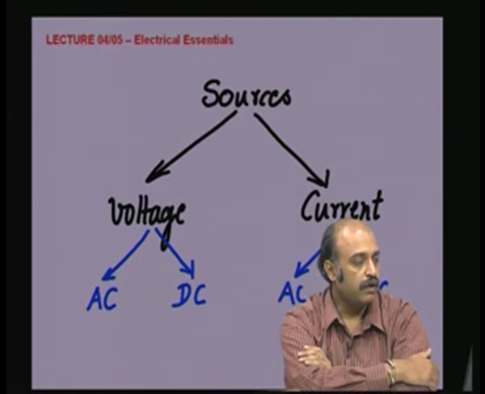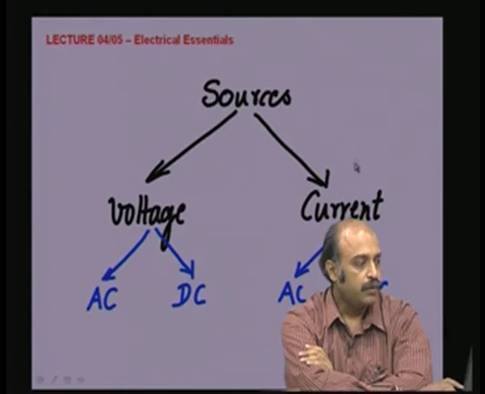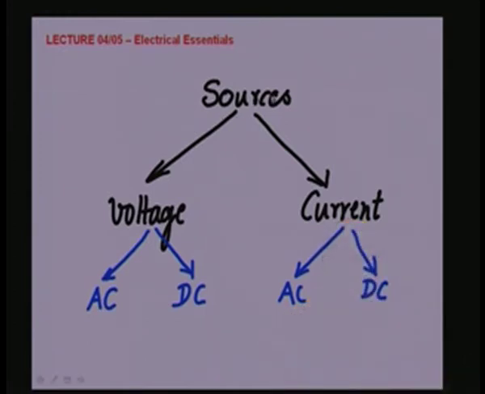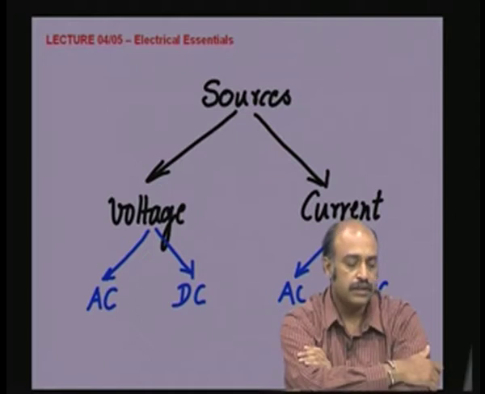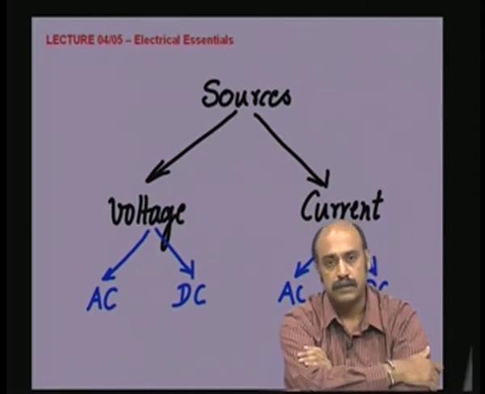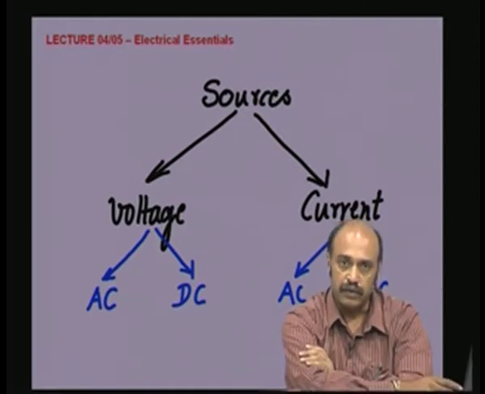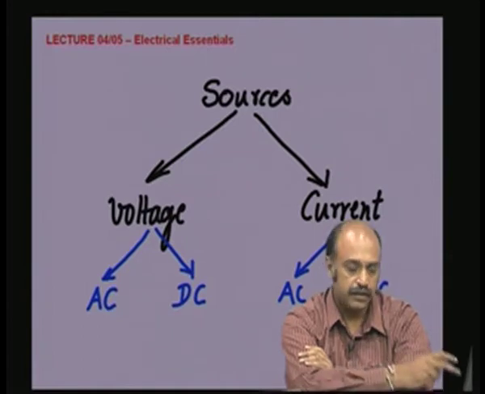So, in lecture 4 and 5, again electrical essentials, we are going to discuss on sources. What are voltage sources, what are current sources, and in voltage and current sources, what is the AC source, what is the DC source, what is the characteristic feature of the sources, how do you characterize them. These are the topics that need to be covered, and that will be covered in lecture 4 and 5.